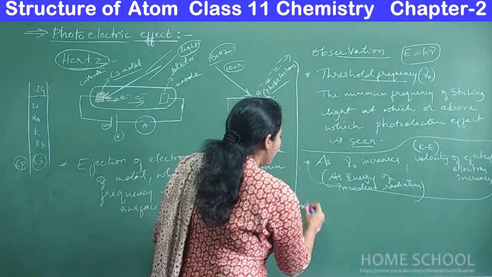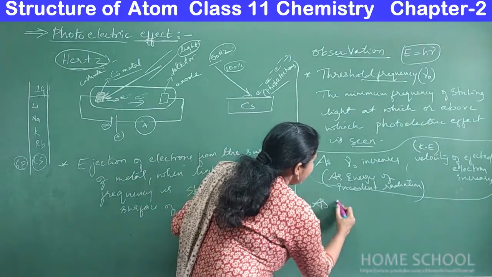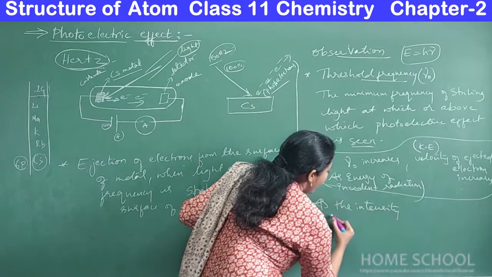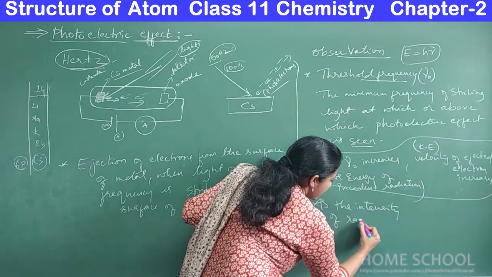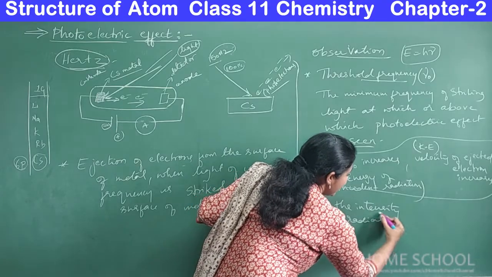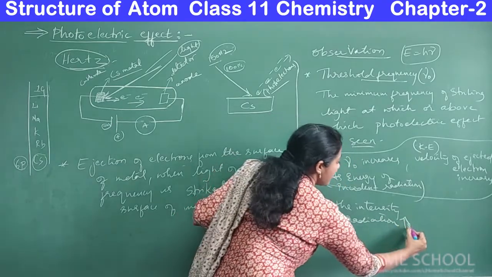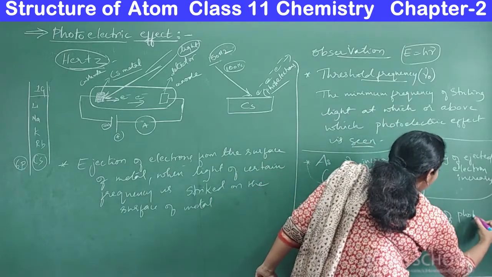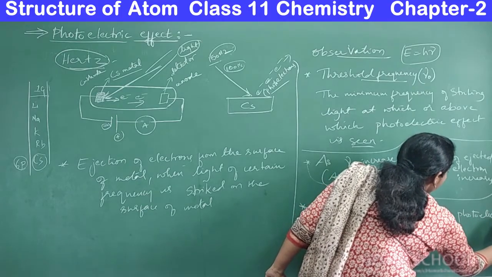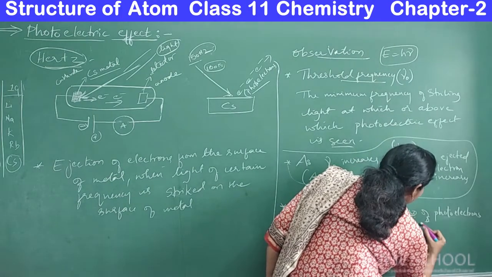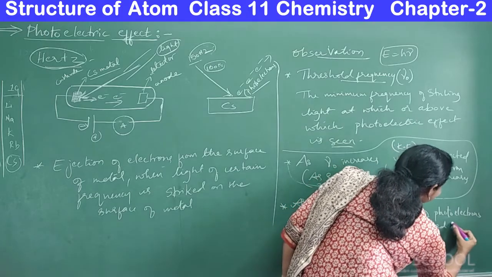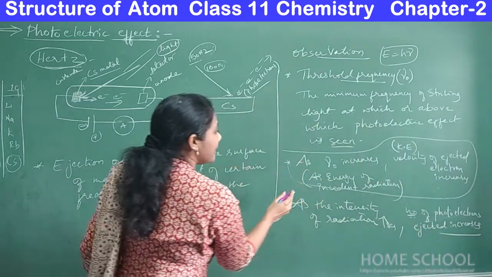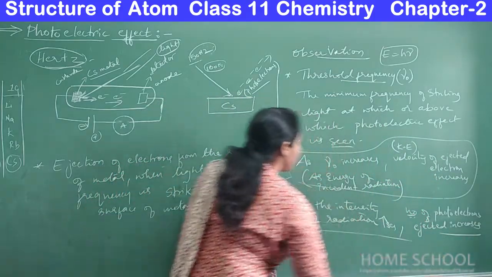Now the third point, which is also a very important point: as the intensity of radiation increases, what happens? The number of photoelectrons ejected increases. So what do you mean by this point? This is the third important point that you have to remember.